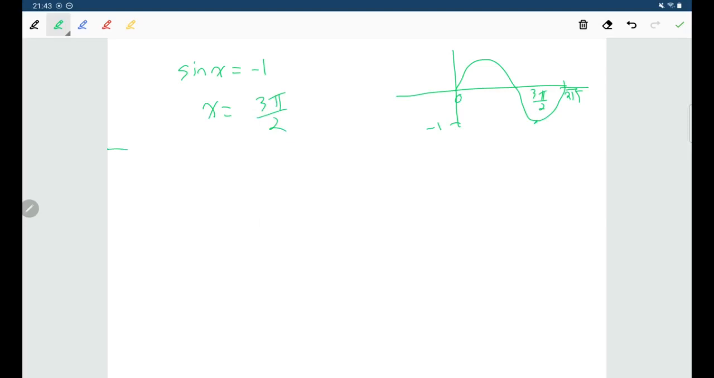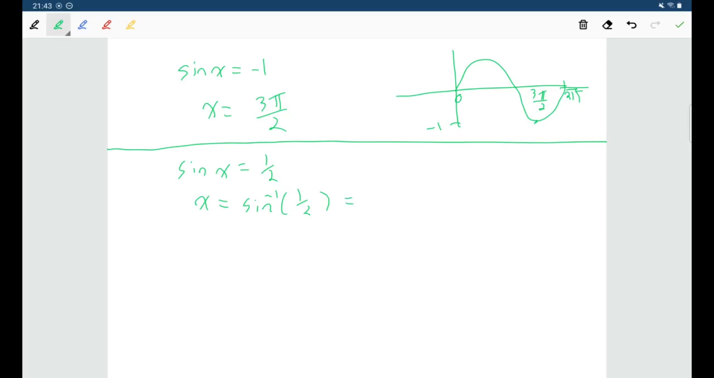Now for the other part, we're looking for sine of x to be equal to 1/2. And if we're thinking about the fact that our x will be sine inverse of 1/2, thinking about using your special triangles, you know that sine inverse of 1/2 would be using your 30, 60, 90, or your pi over 6, pi over 3, pi over 2 triangle. You'd find that sine inverse of 1/2 is pi over 6.